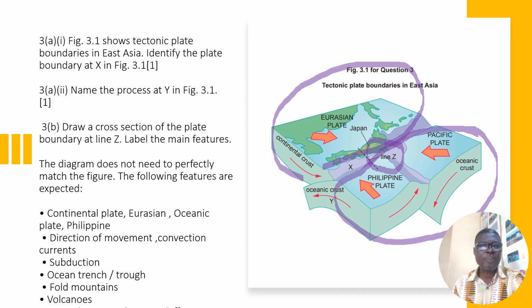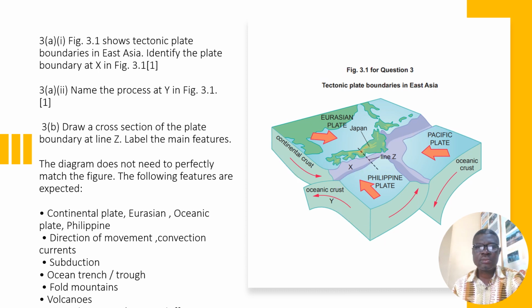So name the process at Y. Y is what? Are you sure? Y is subduction here. And doing what? Continental plate. What plate? The Eurasian plate. Good.